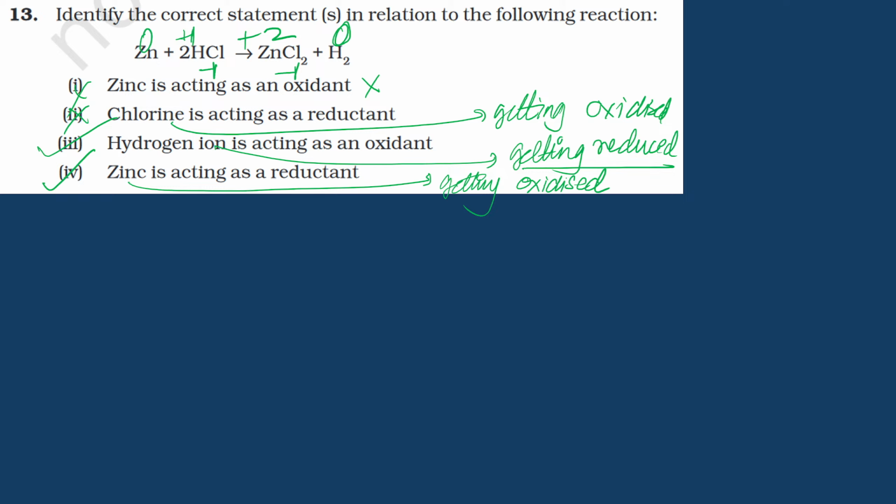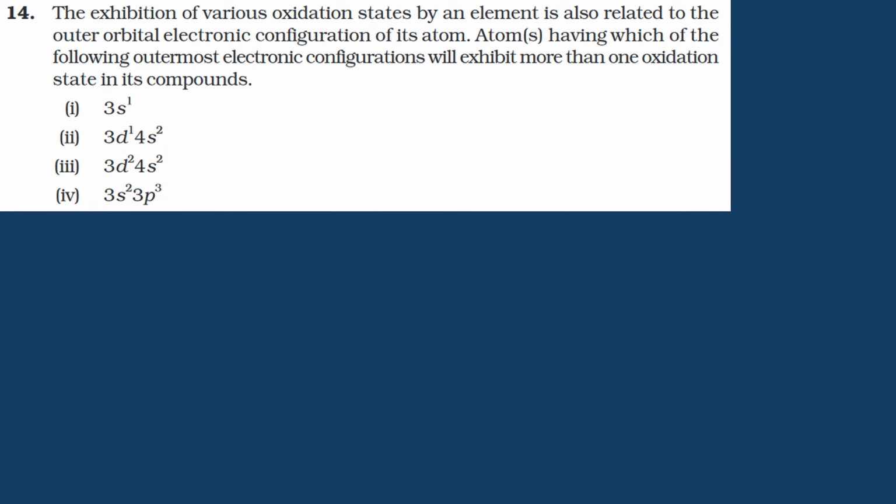All right, fantastic. Question 14. The exhibition of various oxidation states by an element is also related to the... बहुत लंबा सवाल हो गया. Also related to the outer orbital electronic configuration. ठीक है, cool, of the atom. Atoms having which of the following outermost electronic configuration? अच्छा यार, focus है इस सवाल का क्या? More than one oxidation state किसका होगा?